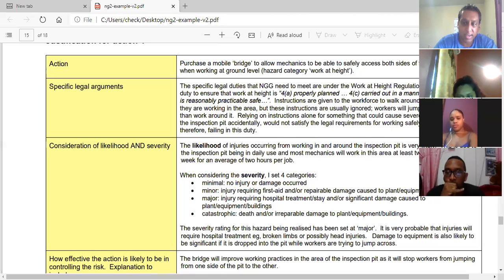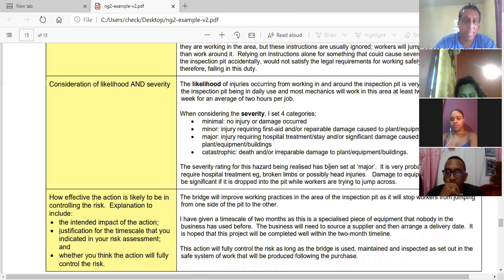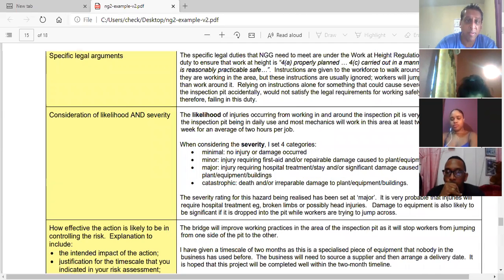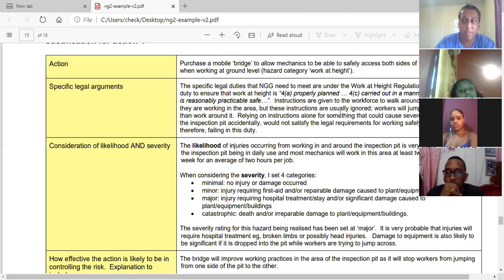Consideration of likelihood and severity, as I mentioned here. Let me just say that again. Where the law is coming from, it's coming from your book and it's coming from research on the internet, right? And you do have to give these specific requirements, like regulations 4A, 4C of that hazard. Consideration of likelihood and severity.